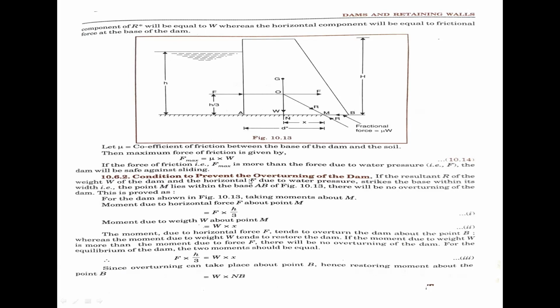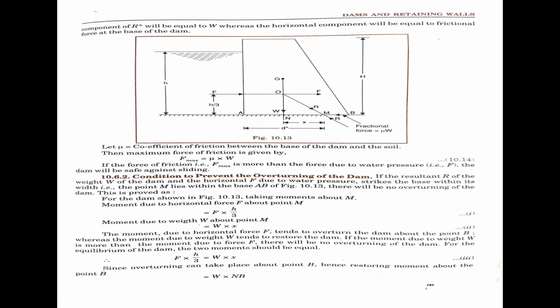Now, the second condition is to prevent the overturning of the dam. If the resultant of the weight capital W of the dam and the horizontal force capital F due to water pressure strikes the base within its width, that is, the point capital M lies within the base capital AB of figure 10.13.